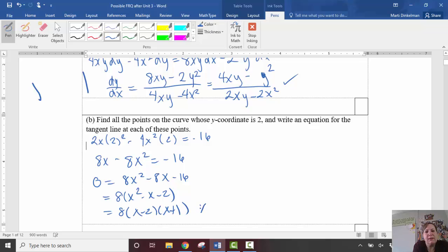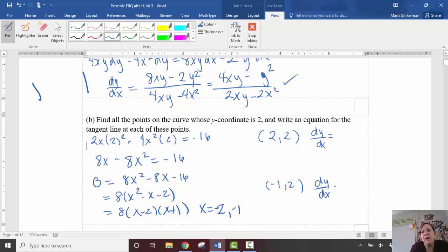Okay, so we get x equals positive 2 and negative 1. At that point, I would do a couple things for myself. I would say, okay, I have this point (2, 2), and then I also have this point (-1, 2). So we have the points, but we need the slope. To find the slope, we're going to have to find the derivative at each of these points.